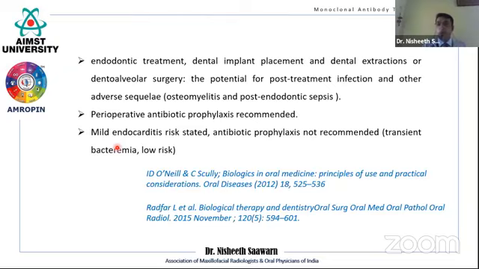Antibiotic prophylaxis is not recommended unless it is recommended by the cardiac status of the patient. Meaning if the cardiac status of the patient says that antibiotic prophylaxis has to be given, it has to be given. But if the cardiac status says it need not be given, then just because the patient is on monoclonal antibodies, it is not necessary to give antibiotic prophylaxis.